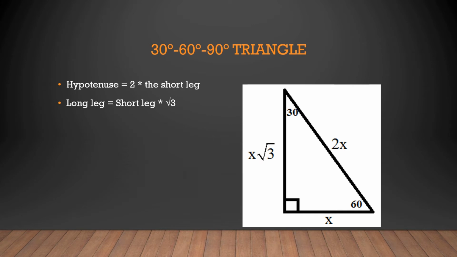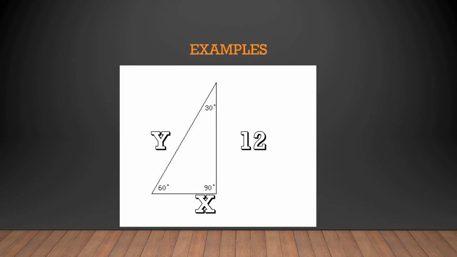So the other form of triangles are the 30, 60, 90 triangles, usually found on the unit circle. And the rules for it are the hypotenuse equals 2 times the short leg, and the long leg equals the short leg times the square root of 3. So an example would be, imagine you are given this triangle with the long leg being 12, and you're trying to find the short leg and the hypotenuse.